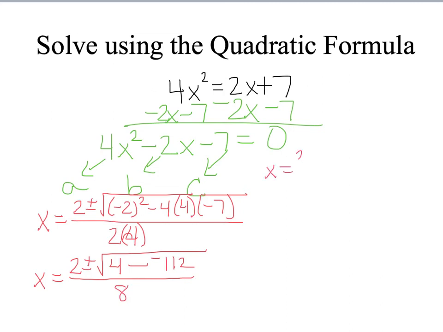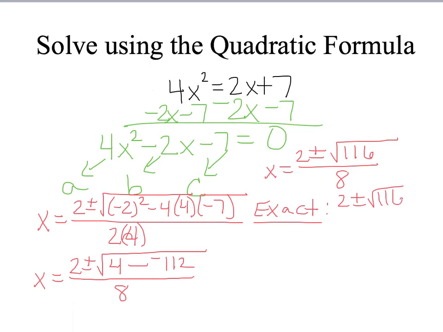X is equal to 2 plus or minus the square root of 116 all over 8. And then 116 is not a perfect square, so you may be asked to give your answer in exact form. If you're asked for exact form, you'll leave your answer like this. 2 plus or minus the square root of 116 divided by 8 equals x. If you're asked to approximate, you'll give a decimal.